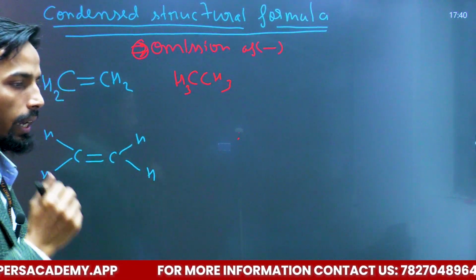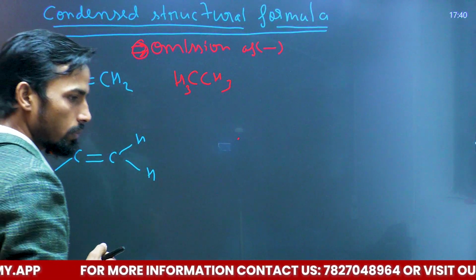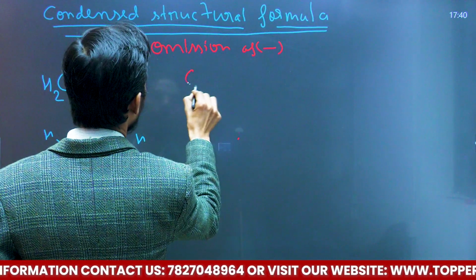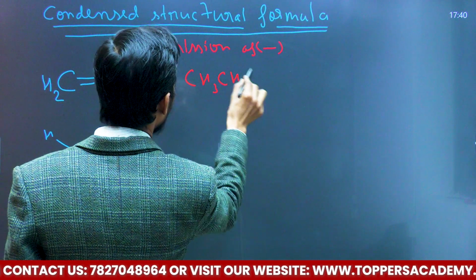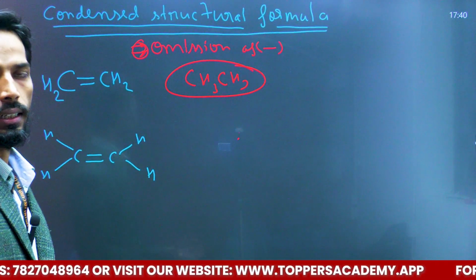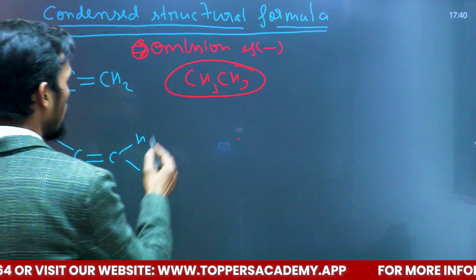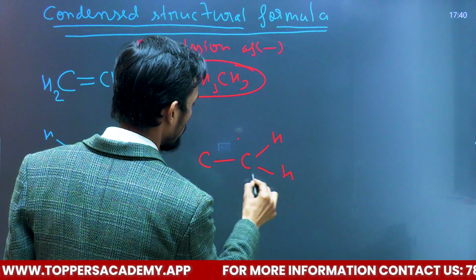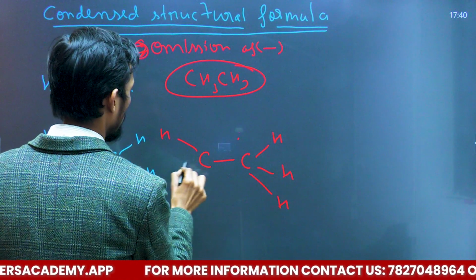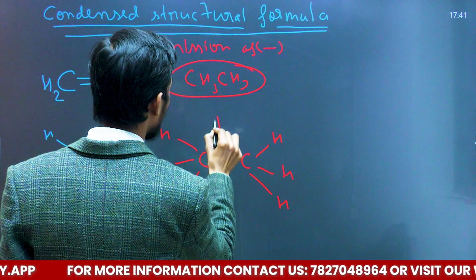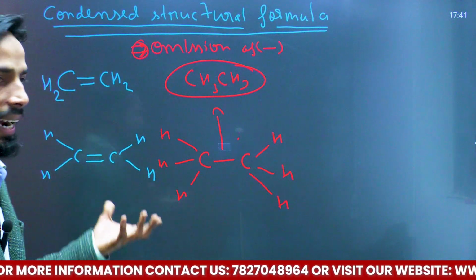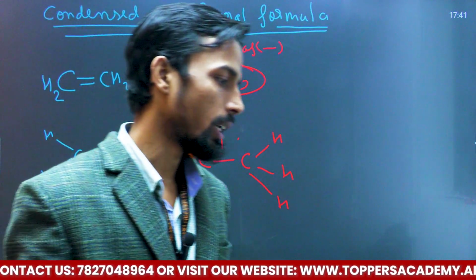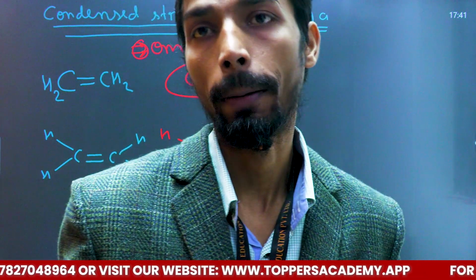CH3, CH3. Or it can be written like this also, CH3CH3. So in this way, if you see, earlier we had this many bonds. In this case, all these dashes have been omitted, and this structure is the condensed structural formula.